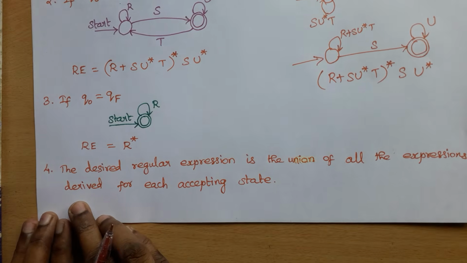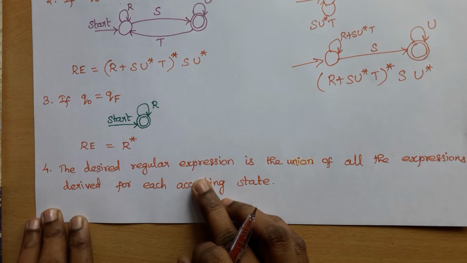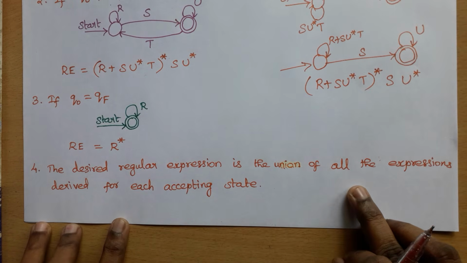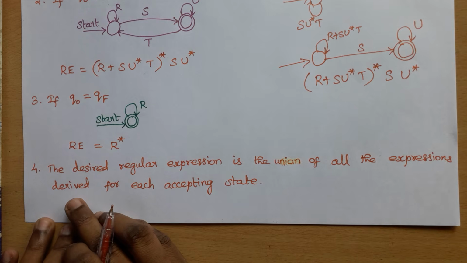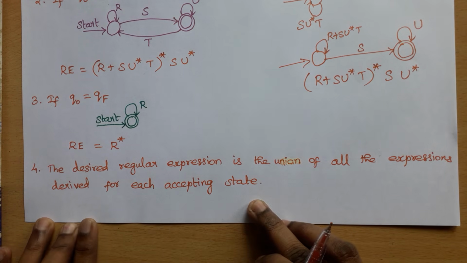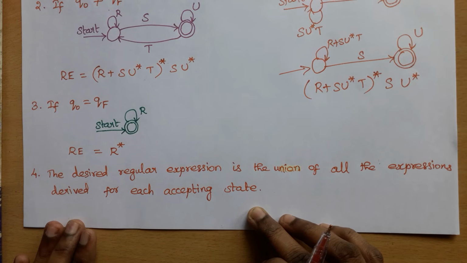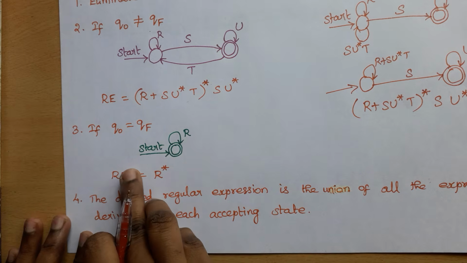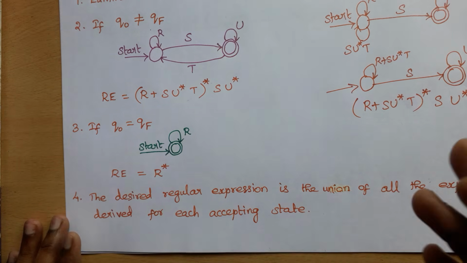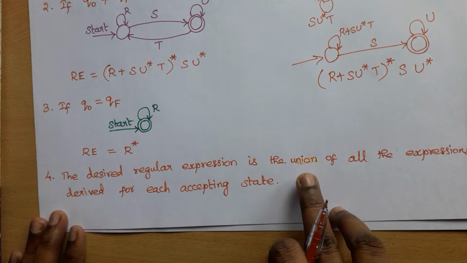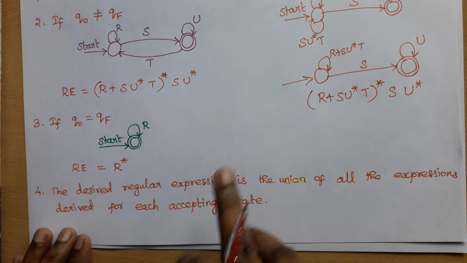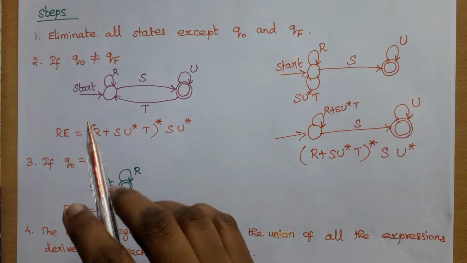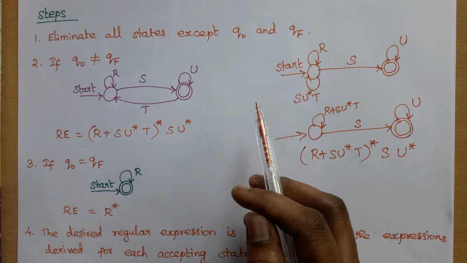Okay, so the final step is the desired regular expression for the DFA or any finite automata is the union of all the expressions derived for each accepting state, because sometimes DFA may have two or more than one accepting state. So in that case we have to find regular expressions for all the states, and finally we have to perform union operation. Union means that plus. Okay, we have to combine all the regular expressions using plus. So these are the steps for converting finite automata to regular expression.